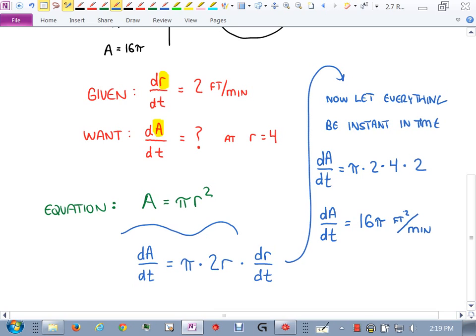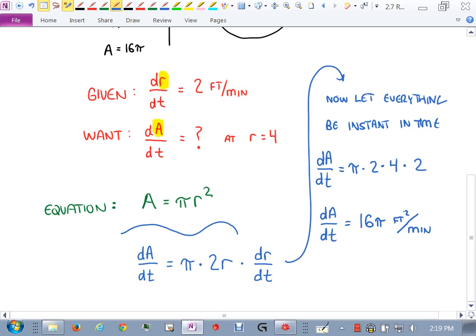It happened to be, coincidentally. Now, does everyone realize that just an instant later, at 4.001 feet, the radius being 4.001, your rate of change, your dA/dt, will be different? This only applies at that instant in time.